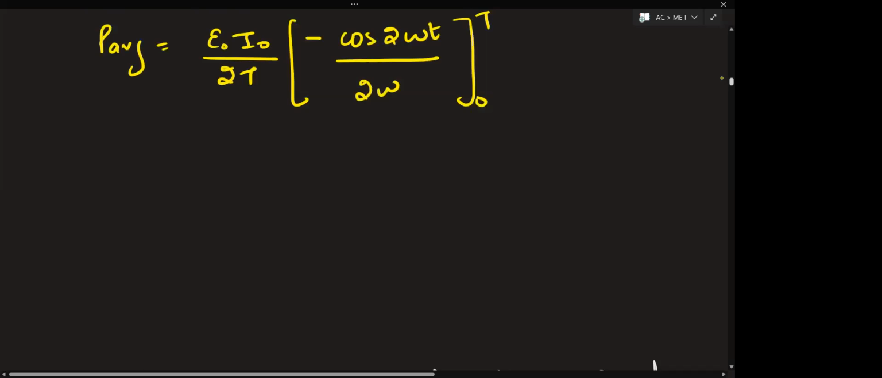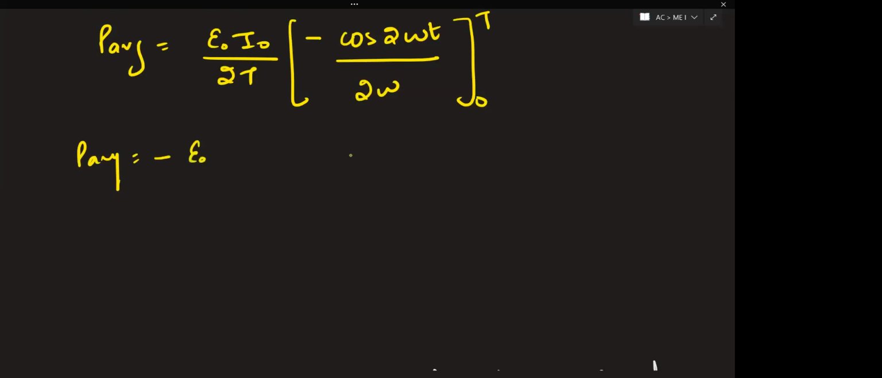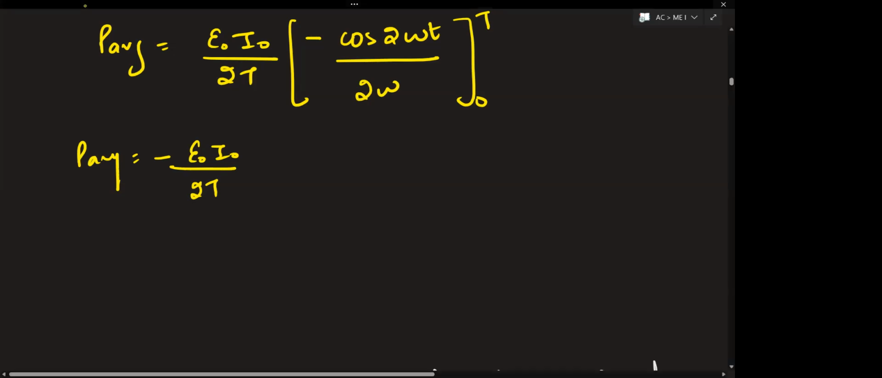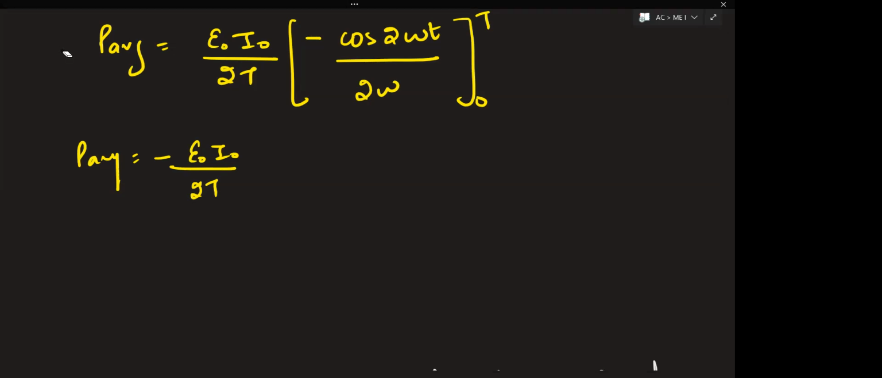Now putting in the limits. If you put in the limit, see, this becomes minus E naught I naught. Here, if we wish, we can write it in terms of omega, we can elaborate. 2 pi by T we can write. Let this be 2T only. Let's write the values. So see, this part becomes cos 2 omega by omega t. Omega can be taken out, or both these 2 omega can be taken out.